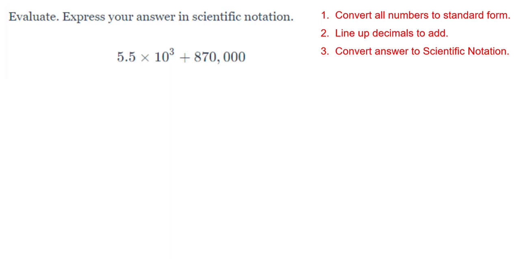Now this one right here, again, I'd write the original problem, but to save time, I'm just going to assume that I wrote that. That's a positive 3 exponent. So just like in the last couple questions, we're going to move it to the right. 1, 2, 3. And it's going to have to go to that spot right there. So I'm going to write 5, 5, and then I'll add 2 zeros. So we've got 5,500 added to 870,000.